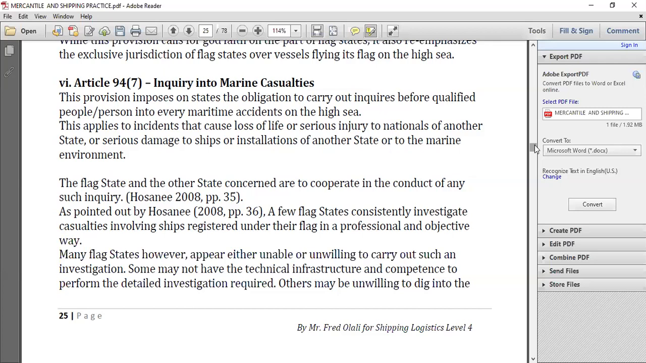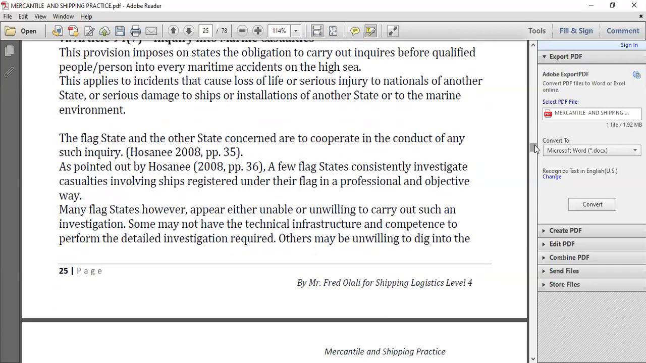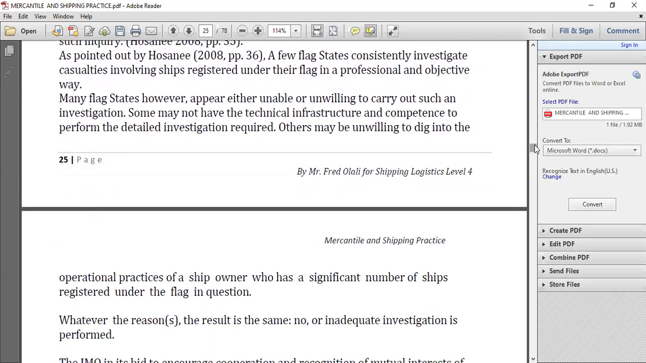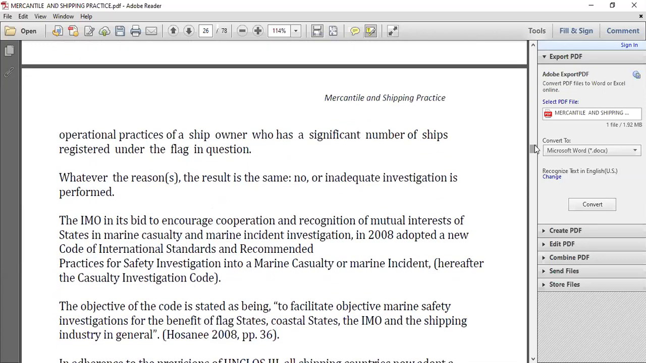Others may be unwilling to dig into the operational practice of a ship owner who has a significant number of ships registered under the flag in question. So some people might be saying that if we do this, then we might lose our client, which should not be the case. You see this? So whatever the reason, the result is the same. No or inadequate investigation is performed.